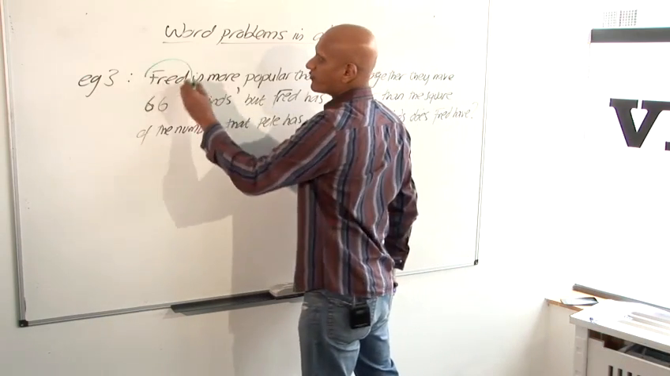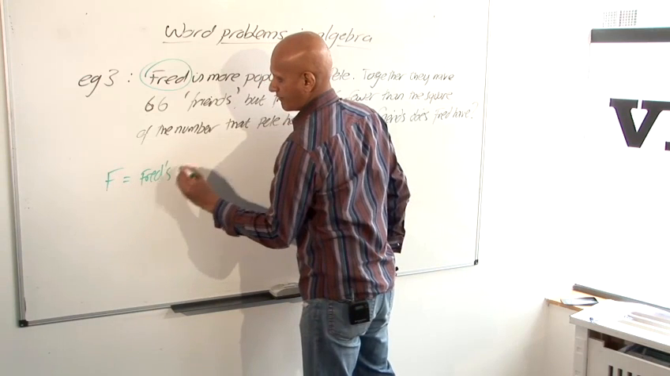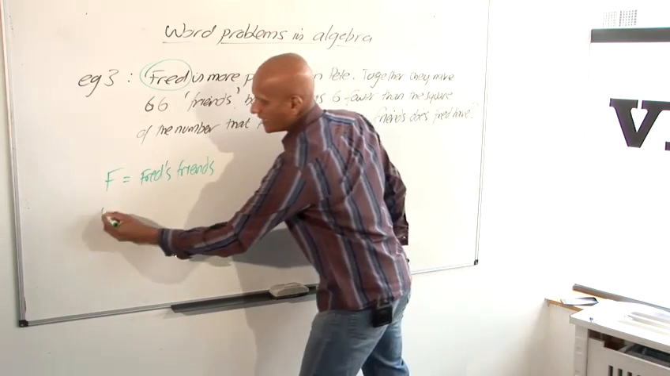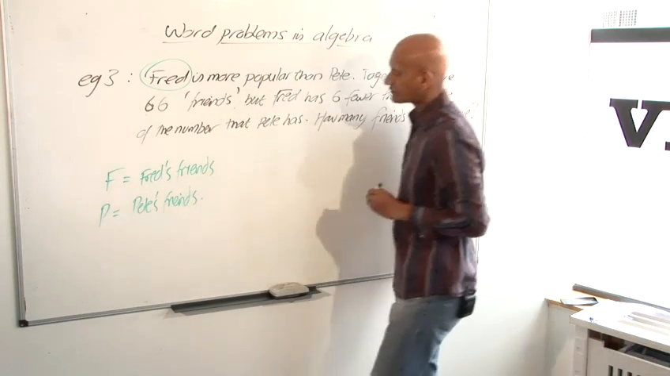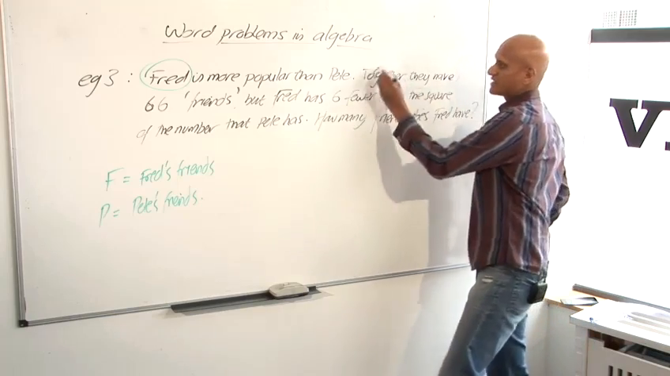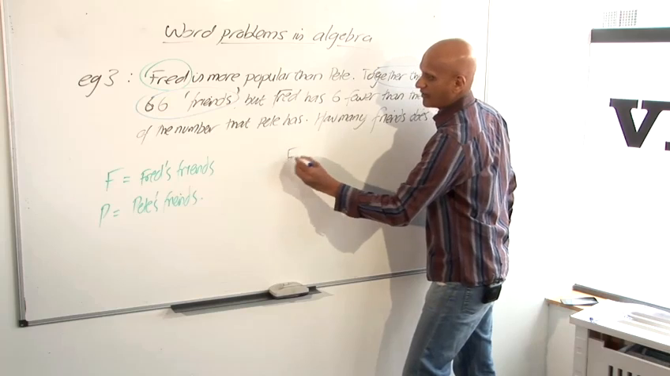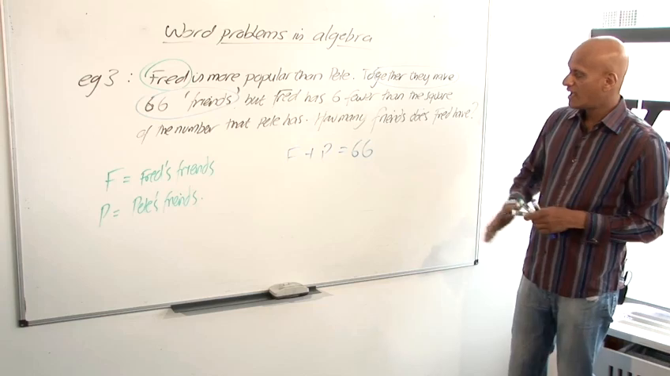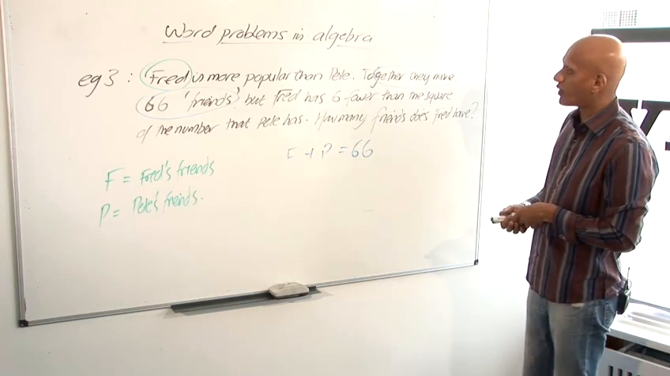I'm going to say the number of friends that Fred had is called f. And the number of friends that Pete has is called p. Okay, so the first thing I see here is it says, together they have 66 friends. So together would mean adding, so f plus p equals 66. Now there's my first equation, but I can't solve that equation because it's got 2 unknowns in it. So I'm going to have to look for another equation.